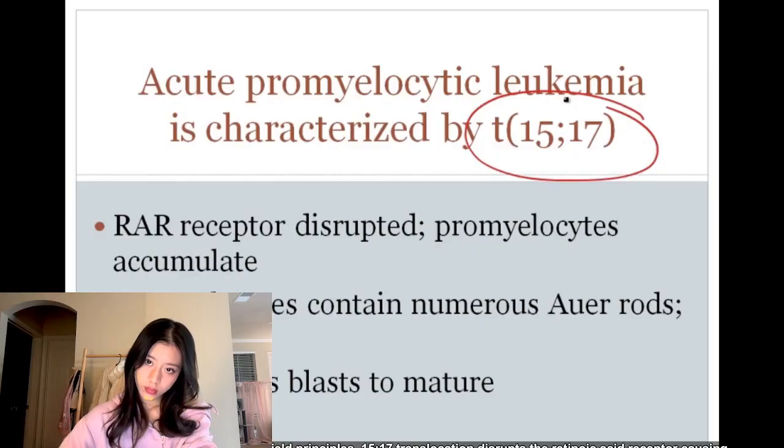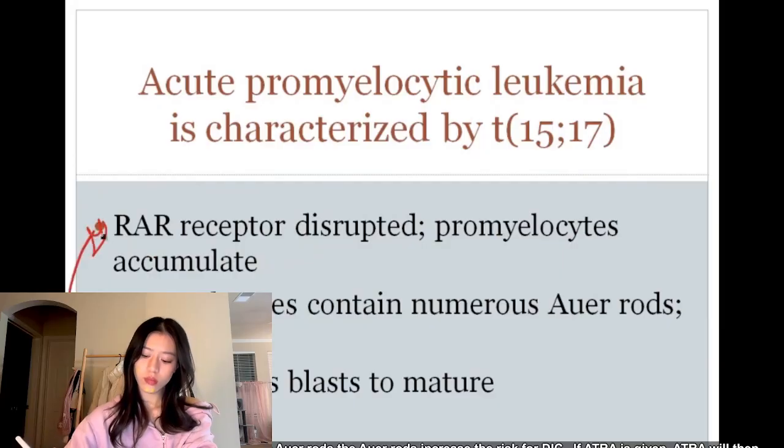15-17 translocation disrupts the retinoic acid receptor, causing promyelocytes to accumulate. The promyelocytes contain Auer rods. The Auer rods increase the risk for DIC. If ATRA is given, ATRA will bind the retinoic acid receptor, causing the cells to mature and alleviating the patient of their leukemic burden.